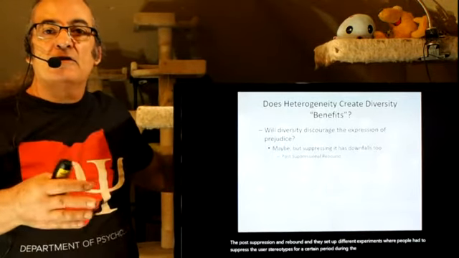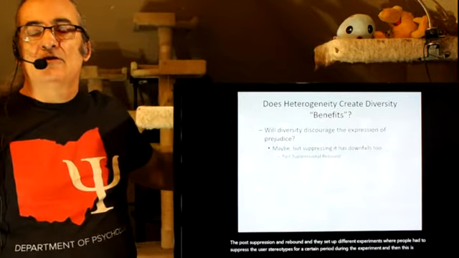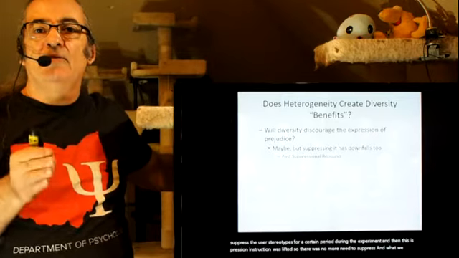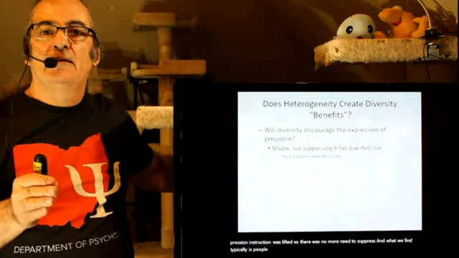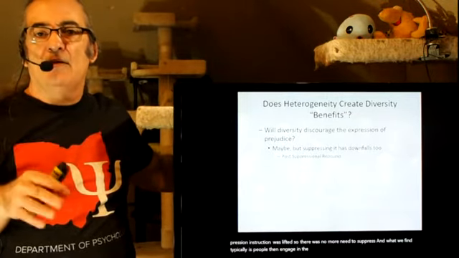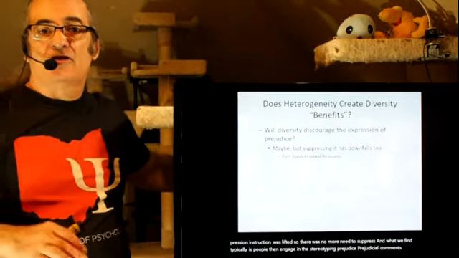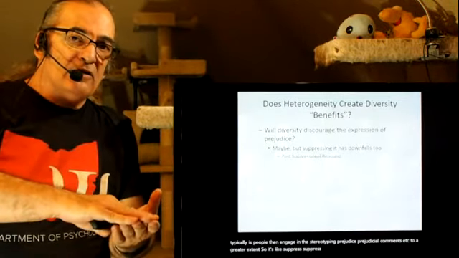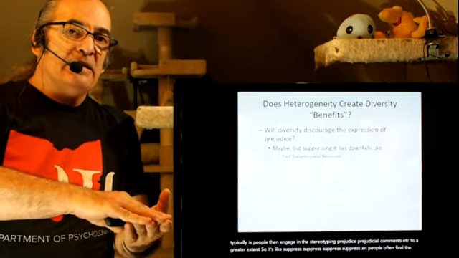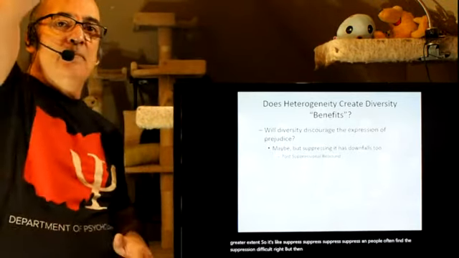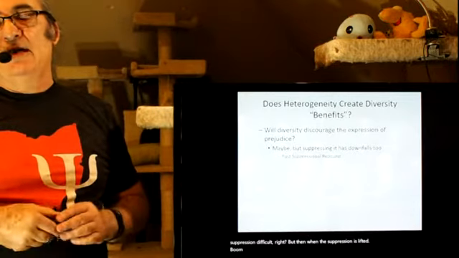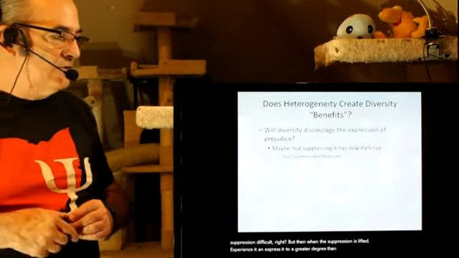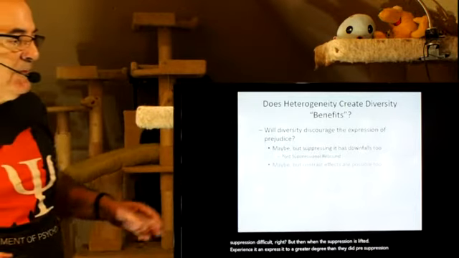And then the suppression instruction was lifted, so there was no more need to suppress, and what we find typically is people then engage in the stereotyping, prejudicial comments, etc., to a greater extent. So it's like suppress, suppress, suppress, and people often find the suppression difficult, right? But then when the suppression is lifted, boom, they experience it and they express it to a greater degree than they did pre-suppression. So hence post-suppressional rebound.